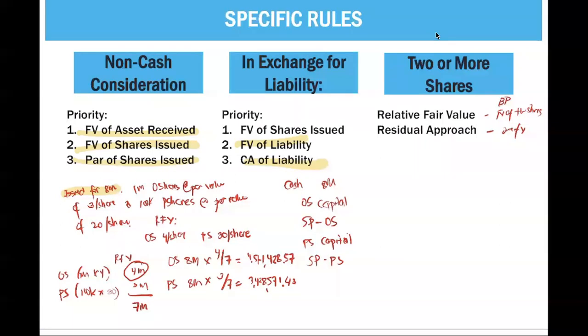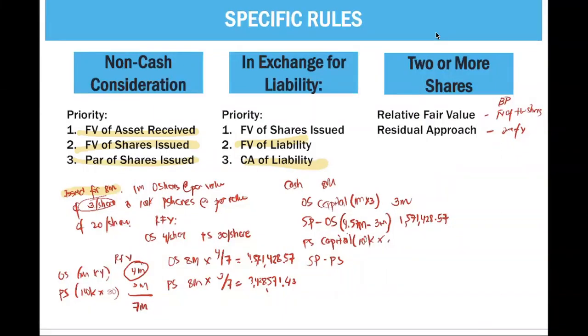4,571,428.57. Remember, the capital should always be recorded at par. So let's say our par, based on our example, is 3 per share. So 1 million times 3 per share, this is 3 million. For share premium OS, whatever is the remainder, so we have 4,571,428.57 less the 3 million par value. The share premium OS therefore is 1,571,428.57.